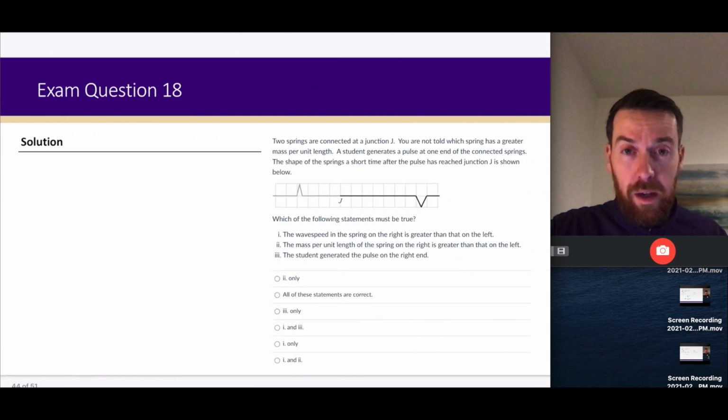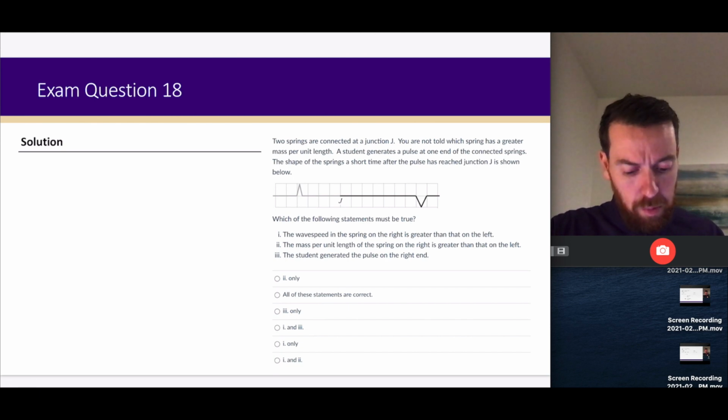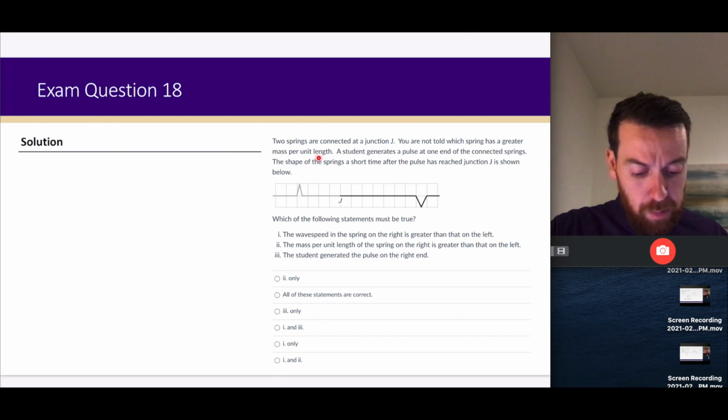So let's look at the first question, and I'll do a broader discussion of this question to go through the key ideas. Two springs are connected at junction J. You're not told which spring has a greater mass per unit length. A student generates a pulse at one end of the connected springs. The shape of the springs a short time after the pulse has reached the junction J is shown below. Which of the following statements must be true?